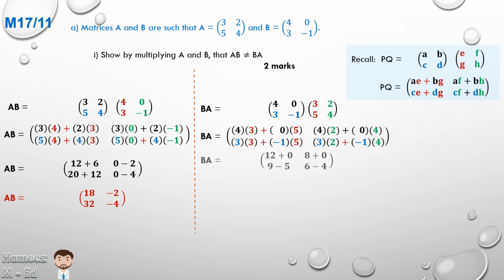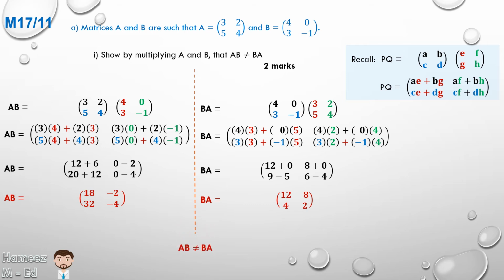4 3s are 12 plus 0 5s are 0, 4 2s are 8 plus 0 4s are 0, 3 3s are 9 plus minus 1 by 5, that'll give us minus 5, 3 2s are 6 plus minus 1 by 4 is minus 4. So 12 plus 0 is 12, 8 plus 0 is 8, 9 minus 5 is 4, and 6 minus 4 is 2. So we solve BA. So let's look at the values of AB: 18, minus 2, 32, minus 4, and BA: 12, 8, 4, 2. And we can see that AB is not equal to BA.